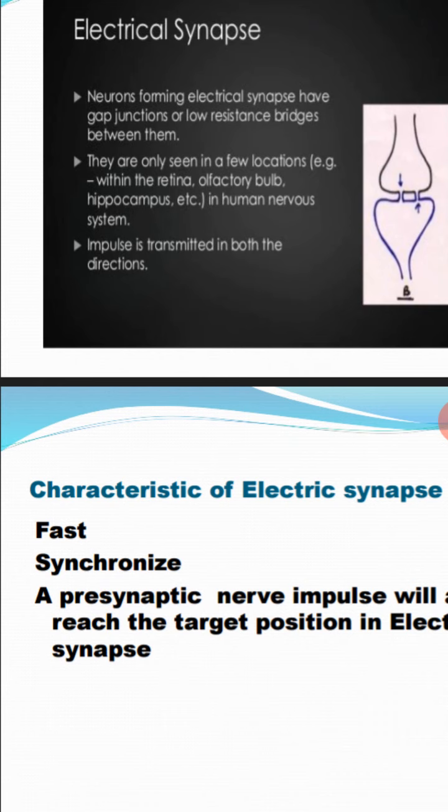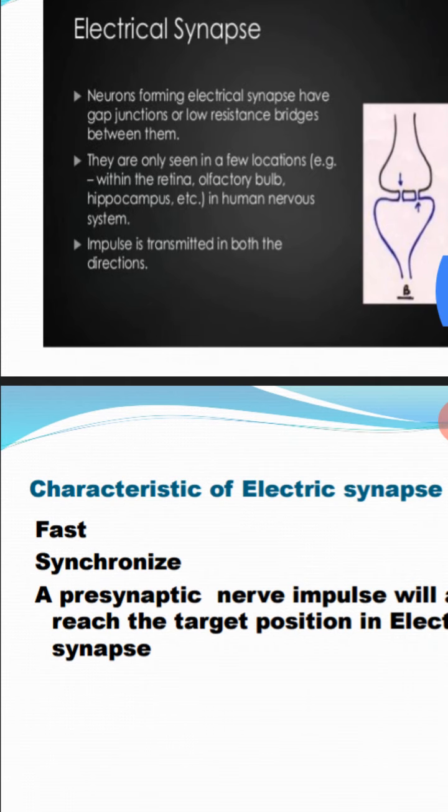Now when an impulse, suppose an impulse is coming, in a chemical synapse if the impulse coming to the axon does not have a proper threshold stimulus, then what will happen?